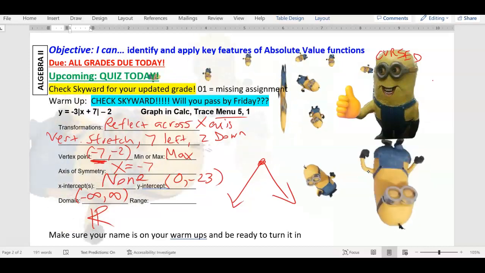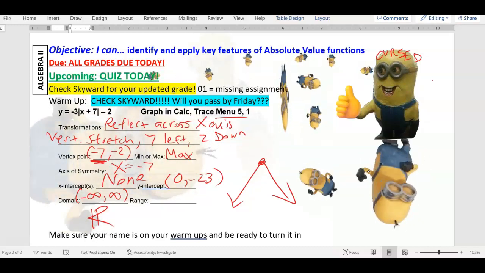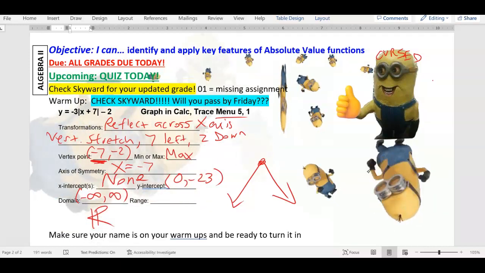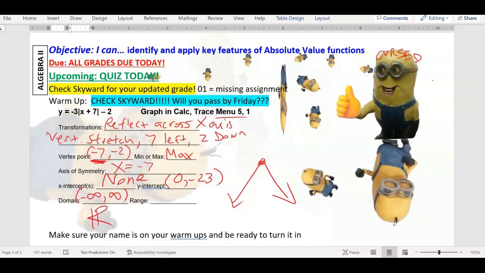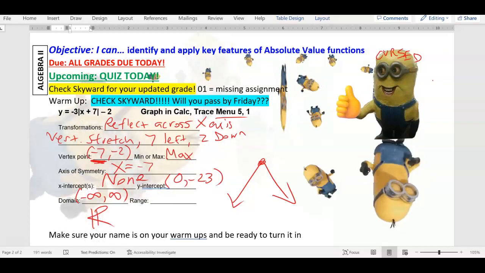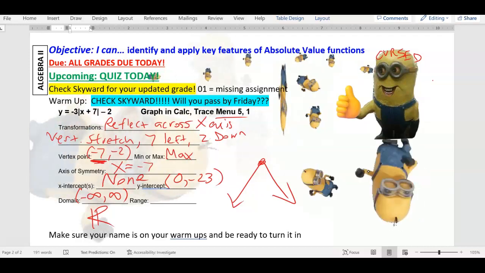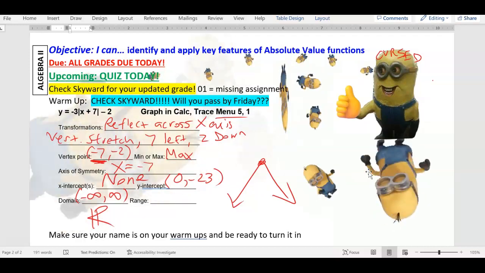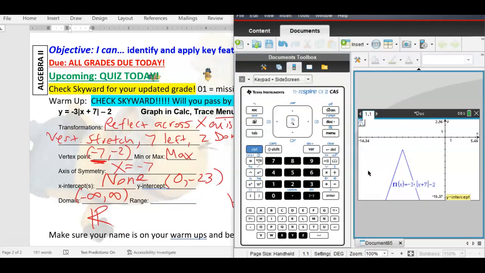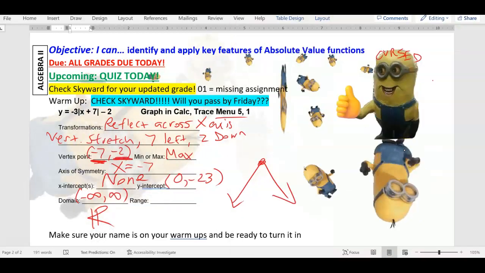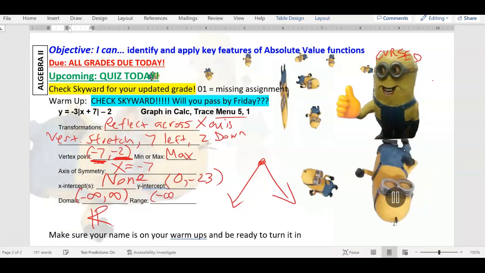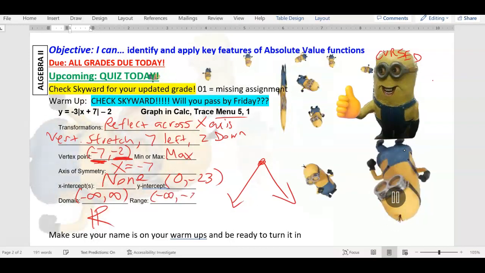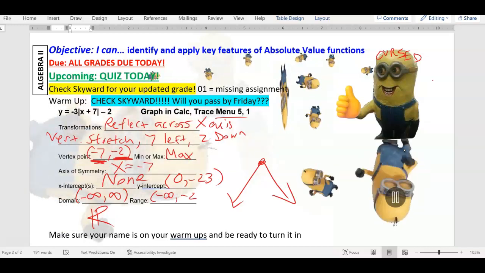All right, now what about the range? Range is from what to what? Wait, which direction is range? Up and down. Is it? Or down and up. Okay, bottom to top. Okay, start at the bottom. How far down does this go in this graph here? Okay, so we keep going down forever. That's -infinity. And then how far up does it go? You go over here. It's the y value of the vertex, which is what? -2. So -infinity with the parentheses to -2. And since it includes it, we're going to use a bracket.